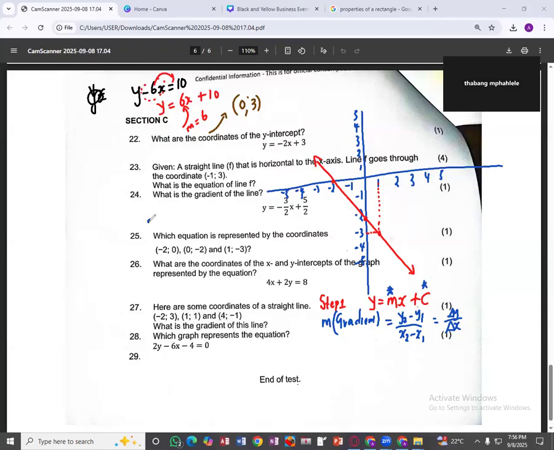Let me take this negative 2 to be my x1, this 0 to be my y1. Let me take this 0 to be my x2. Remember, when we write a mathematical point, we always start with x. Then this one is our y2. So y2 minus y1. What is my y2? It's negative 2. Negative 2 minus, what is my y1? 0. Over x2. What is my x2? 0 minus, what is my x1? Minus 2. Therefore, if you press this on your calculator, your gradient is -1.